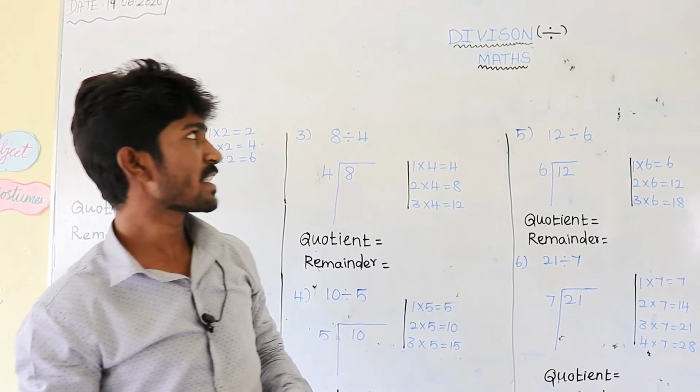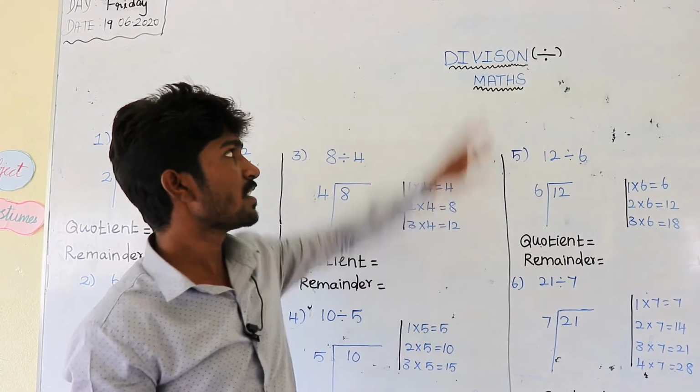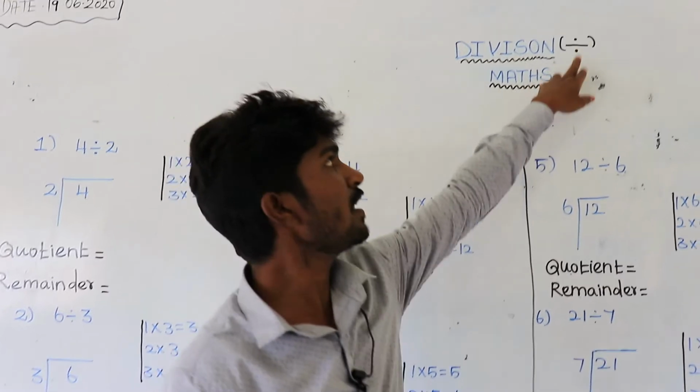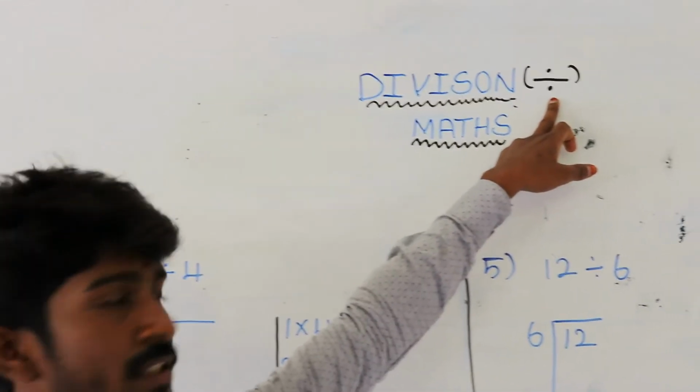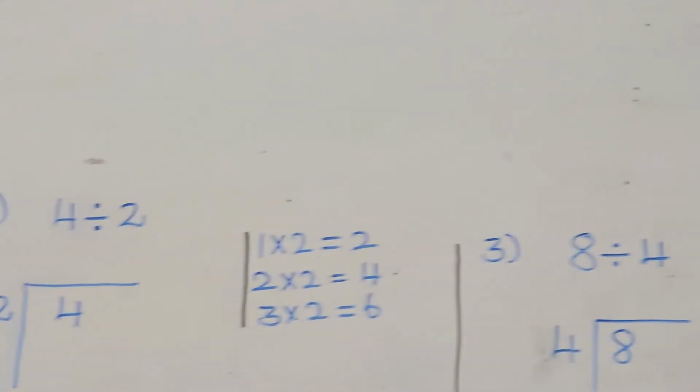Today we are going to learn about division. What is division? Division is denoted by a symbol like this, the divide symbol. Now we are going to start the sums, divide sums.